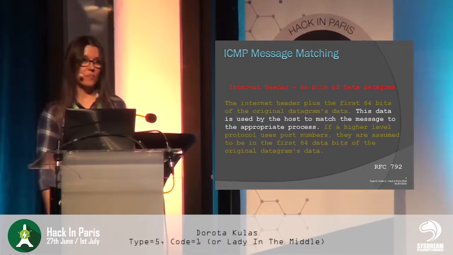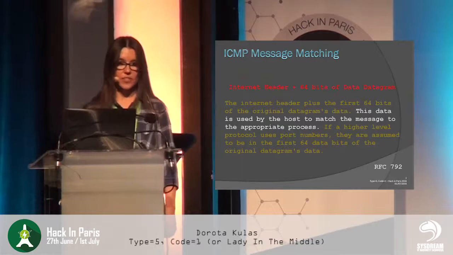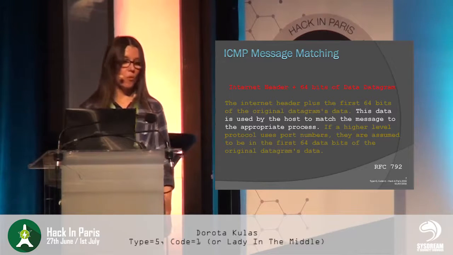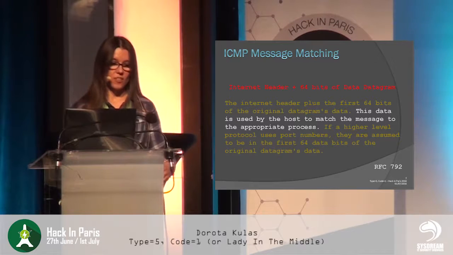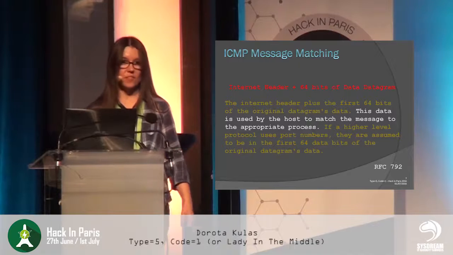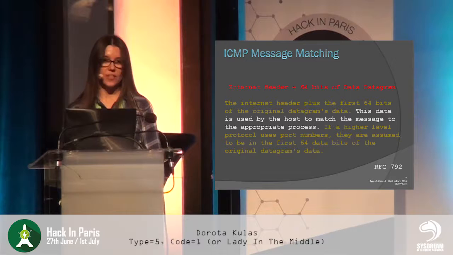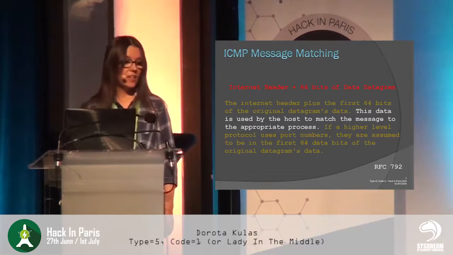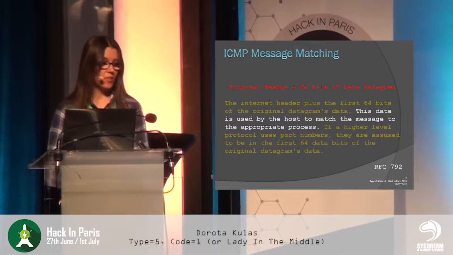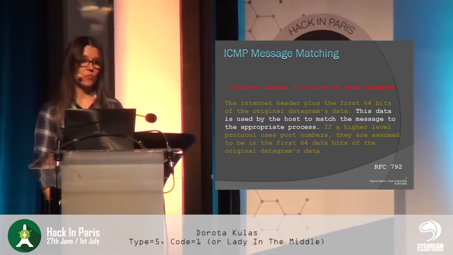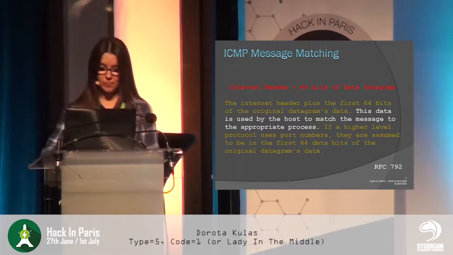This is just a part of our RFC, on how the source host knows why it got this ICMP message. It is very vague, not very specific. For any type of ICMP message, the RFC only says that the IP header plus 64 bits of the datagram is used to match it to the originating process.